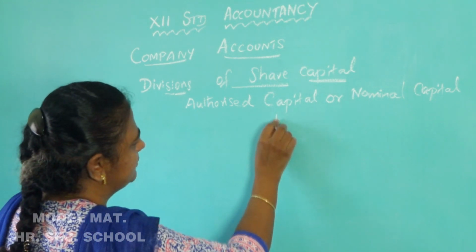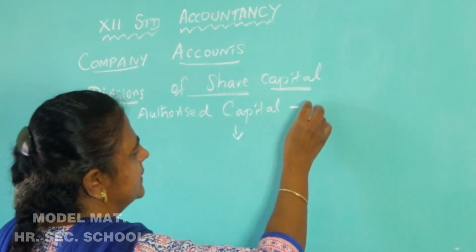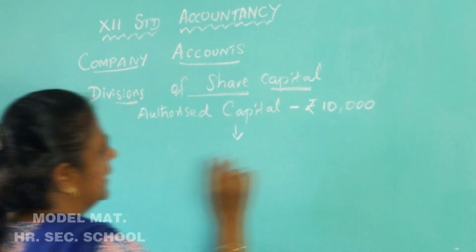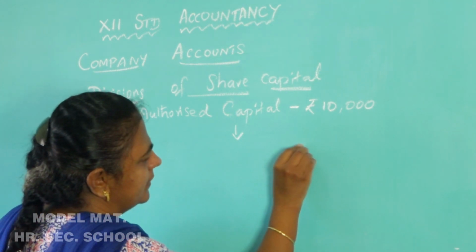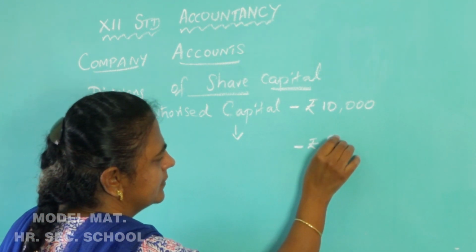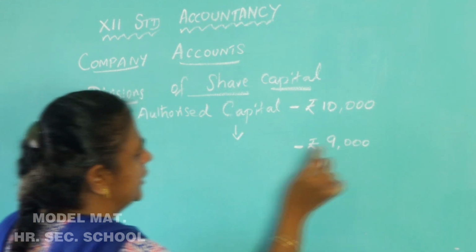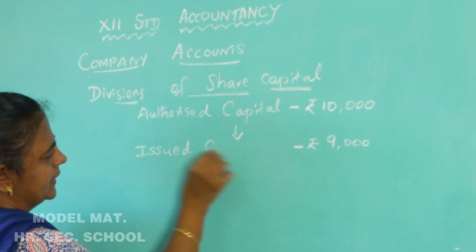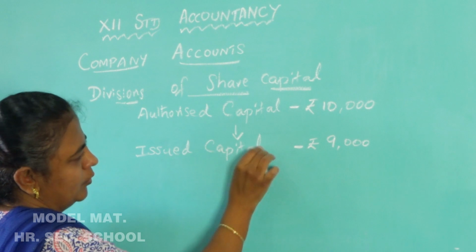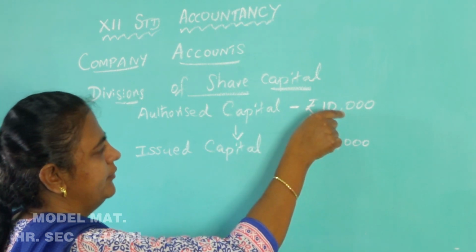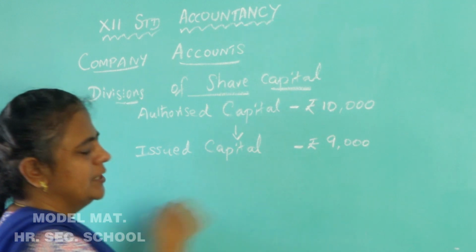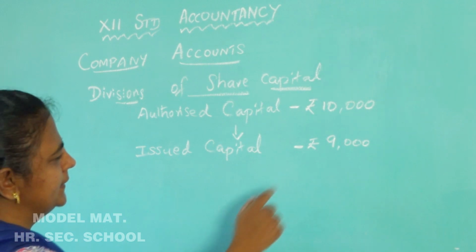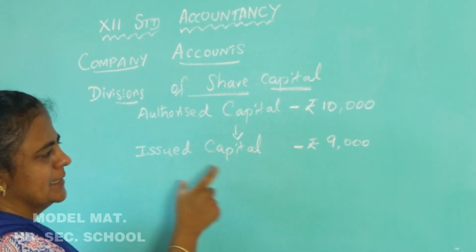Okay. Next is, suppose your authorized capital is rupees 10,000. In that, 9,000 is issued to the public. That is called as what? Issued capital. Whatever amount of the authorized capital is issued to the public is called issued capital. Here in this example, 9,000 rupees is the issued capital.